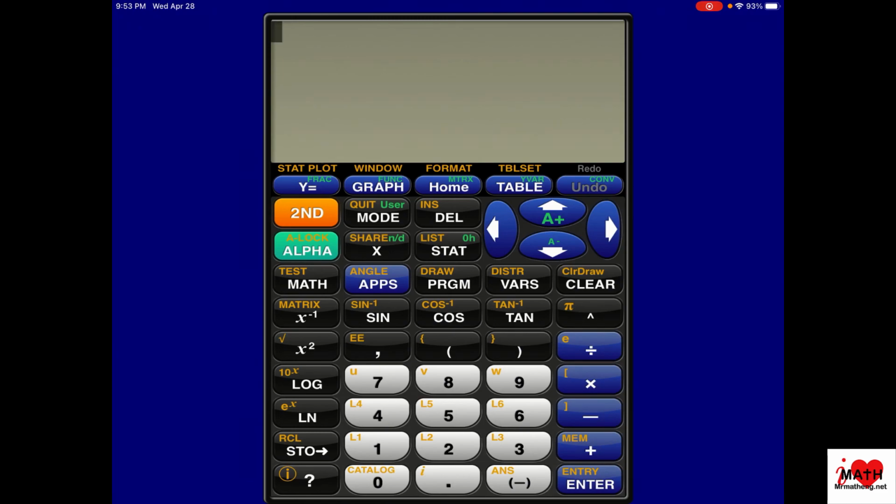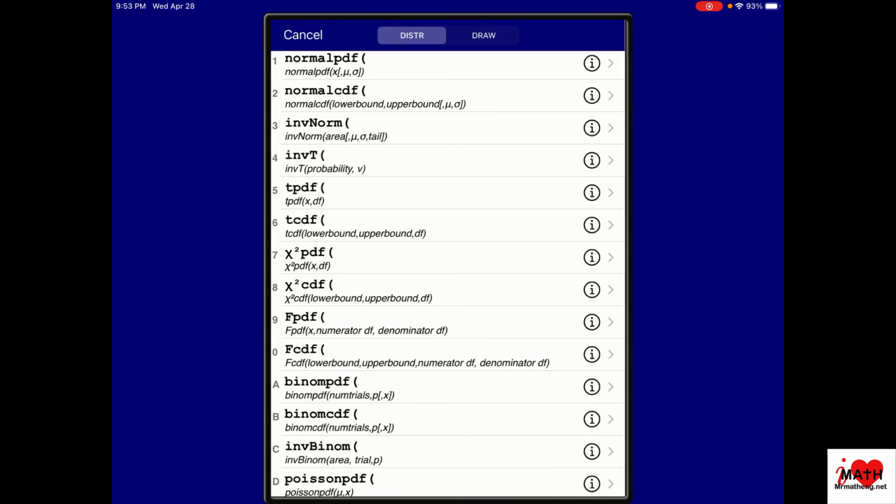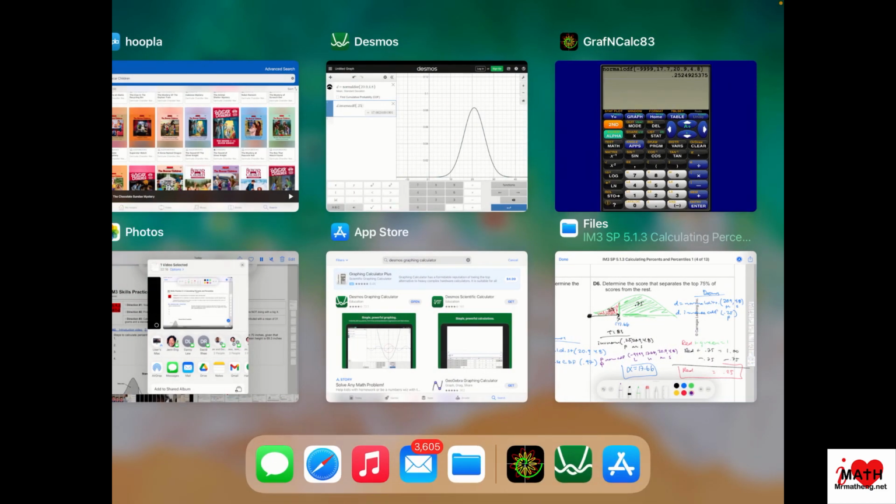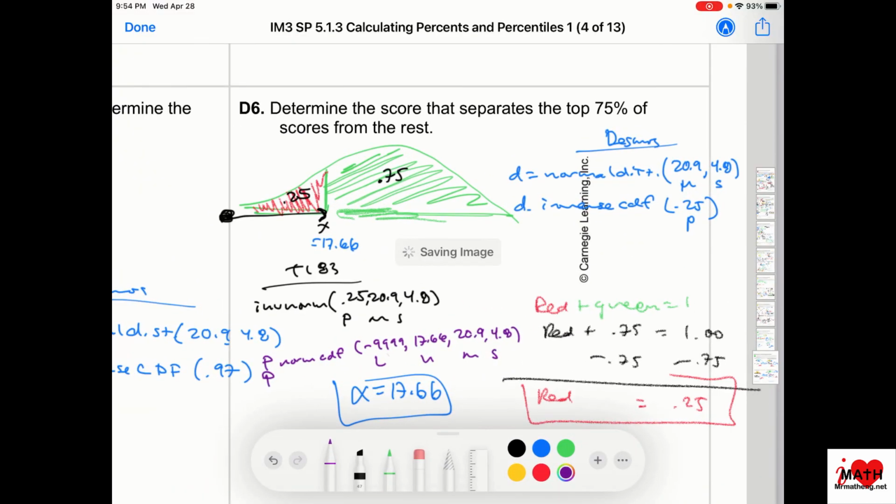Second vars, normal CDF, because it's continuous, negative 9,999 to 17.7, 20.9, comma, that's the mean, standard deviation is 4.8. And that should be 25%. Pretty close. So hopefully that was helpful for you guys. That was D6. We'll see you guys. Bye.